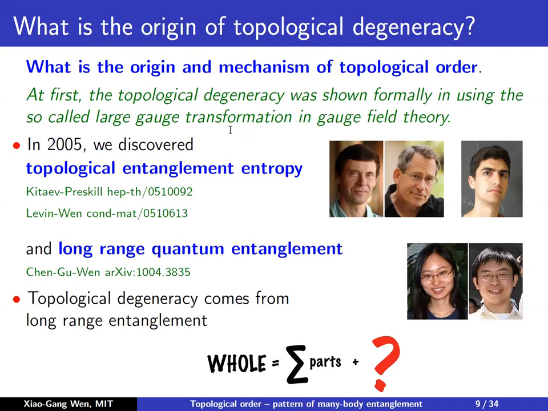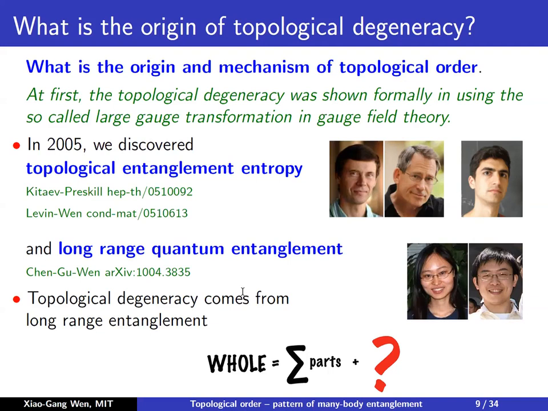But after 1995, the field of quantum computing took off. Now people are thinking about entanglement, and it looks like topological order and entanglement have a very close relation. To be more precise, it turns out that topological order is actually a pattern of so-called long-range quantum entanglement. It's a many-body entanglement. And this topological degeneracy actually comes from this long-range entanglement. So this is our answer to the mechanism of topological order.